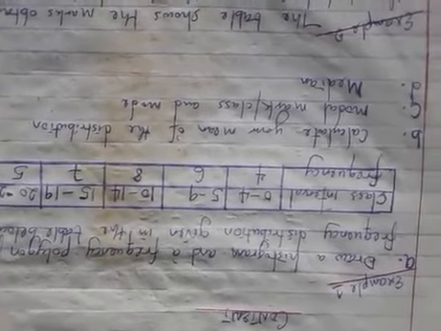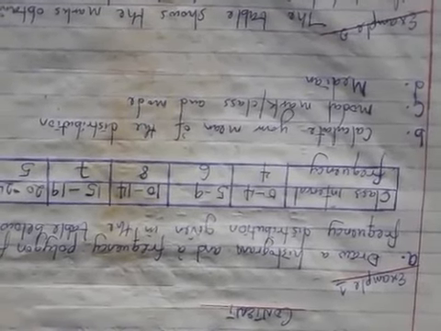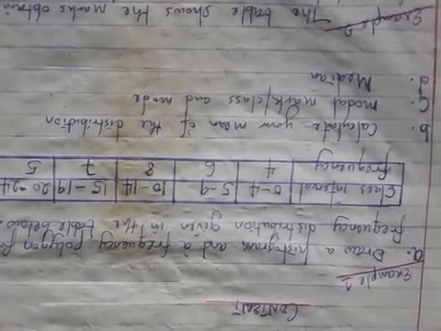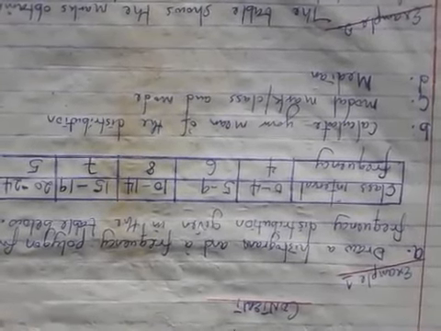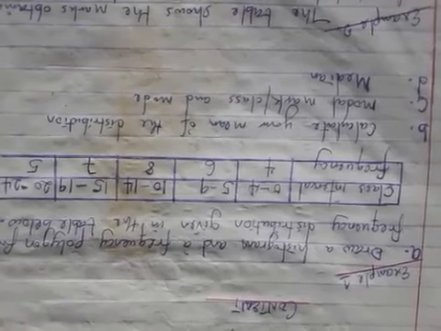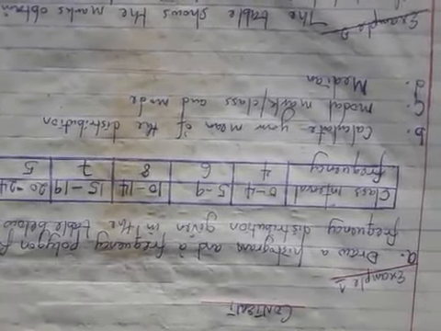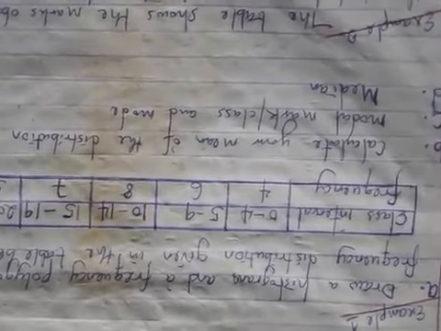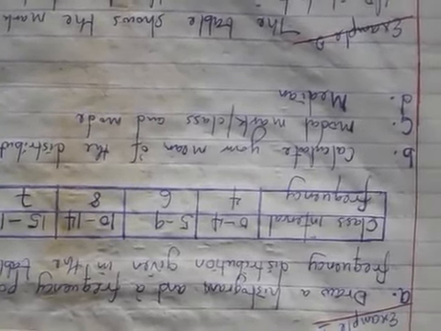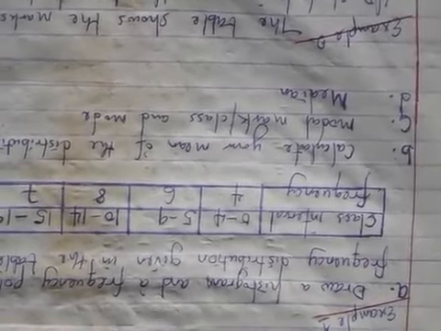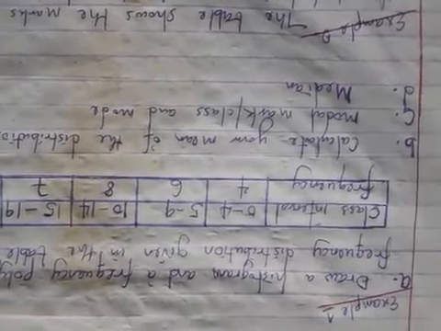The questioner says, as we've seen, A, draw a histogram and a frequency polygon. B says, calculate the mean of your distribution. C says, calculate the modal class. And D says, calculate the median. Very, very easy.